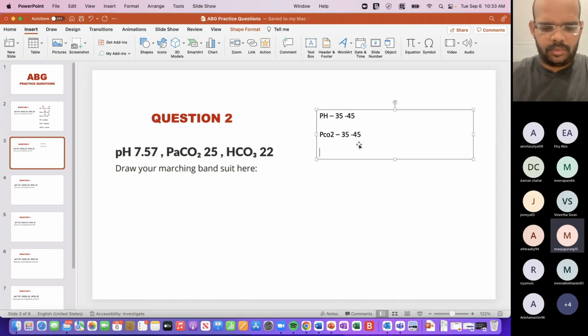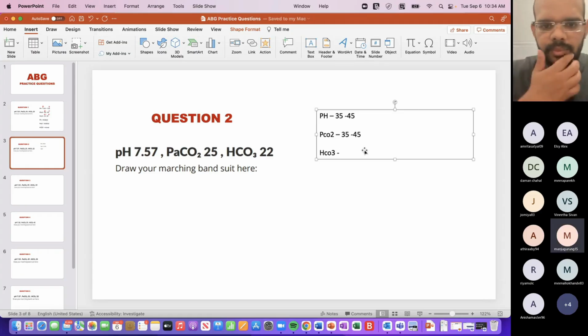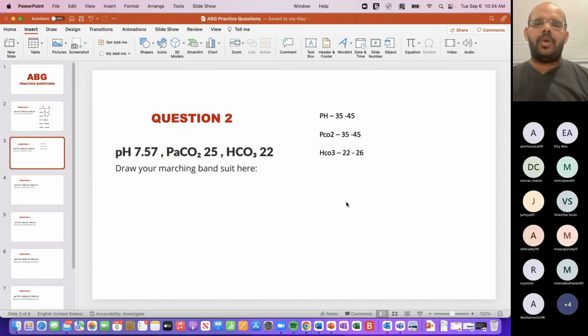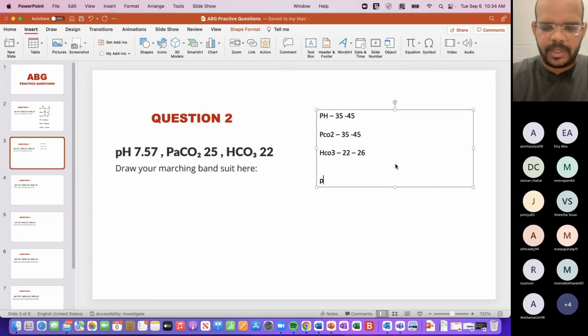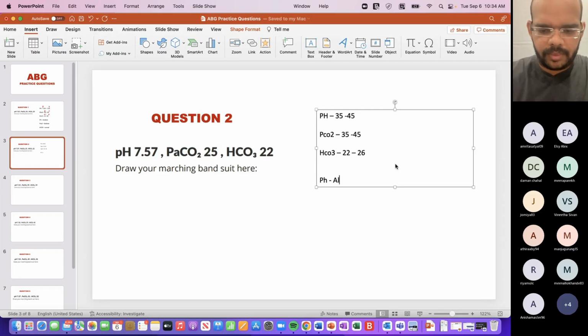Bicarb 22 within normal. Was that the same question which we saw? No, it's a different one, sir. Okay. 22, 26, yeah. Okay, so now tell me, what happened to the pH? pH is 7.74. It's alkalosis. Okay.